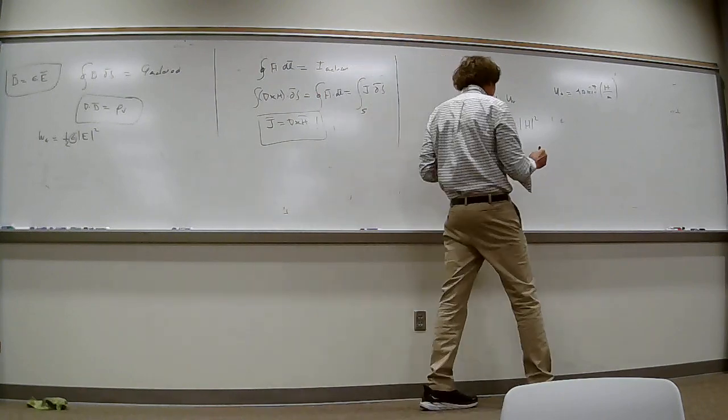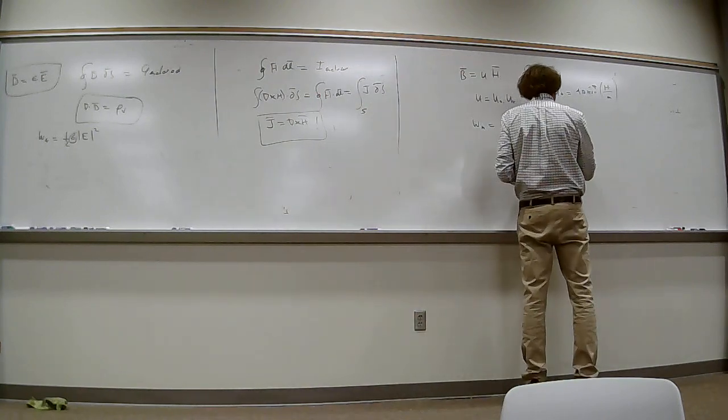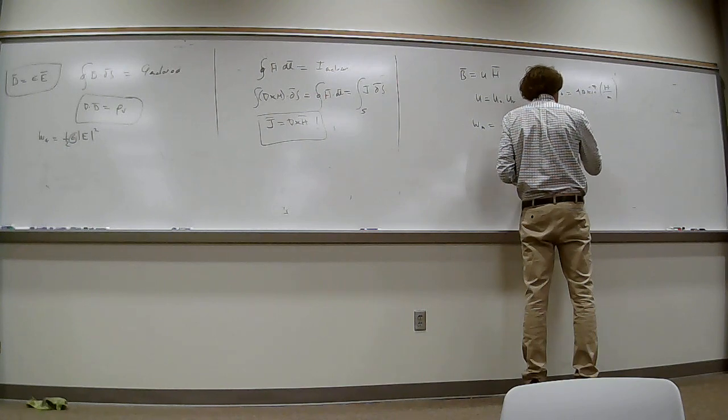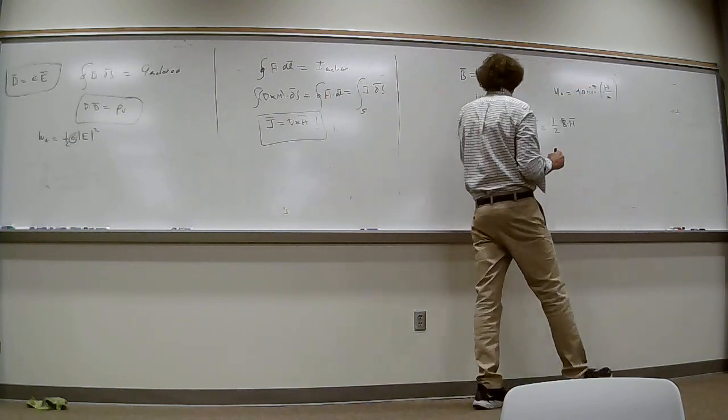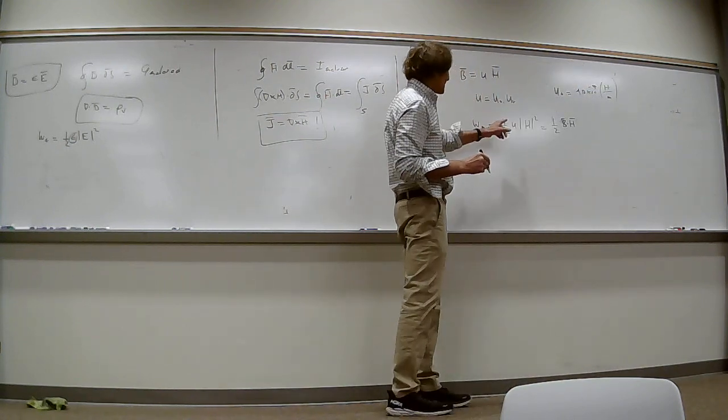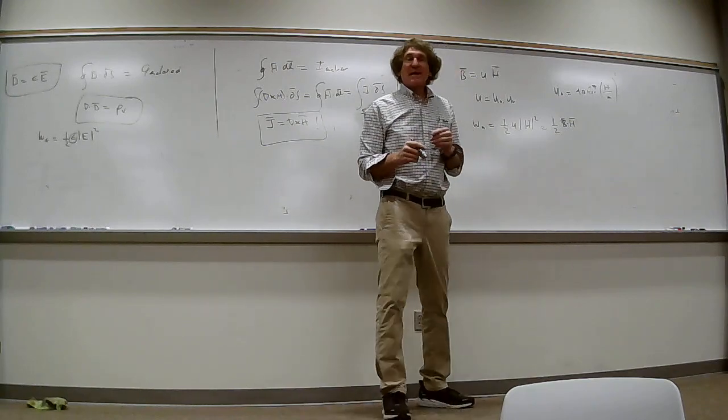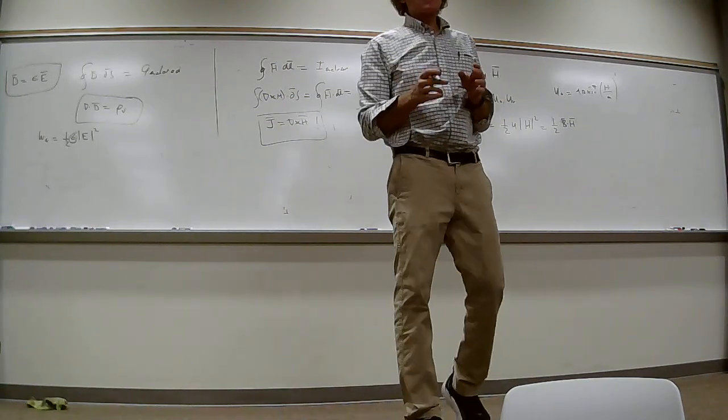It's really actually equal to 1/2 B dot H, and they do it this way. Well, I gave you B up here, so if you do the dot product, you get mu out front. Now that's energy density.